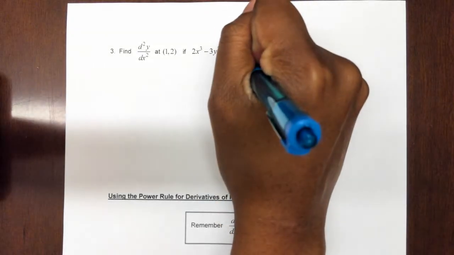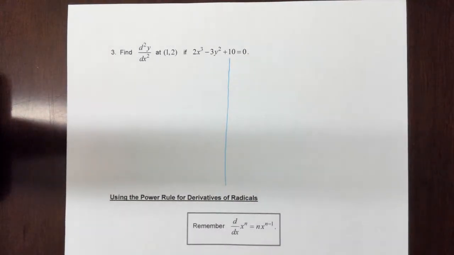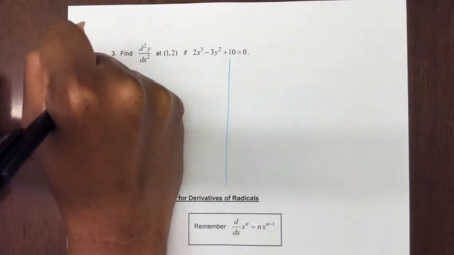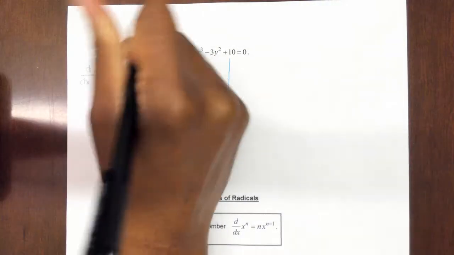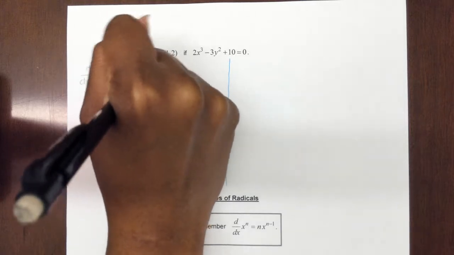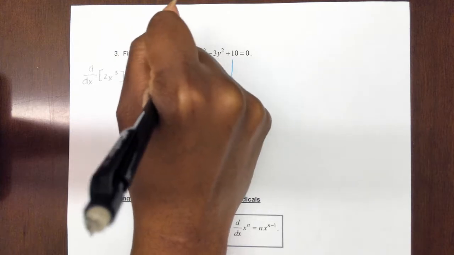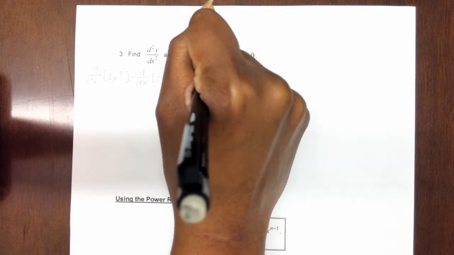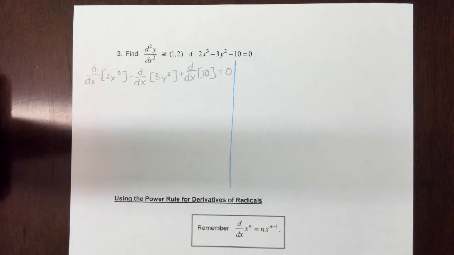So I'm going to split this paper in half because we're going to find the first derivative, then we'll use that to find our second derivative. So our first derivative, we want d/dx of 2x cubed minus d/dx of 3y squared plus d/dx of 10 equals 0, right? The derivative of 0 is 0.